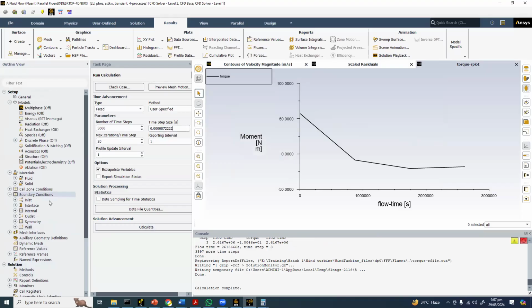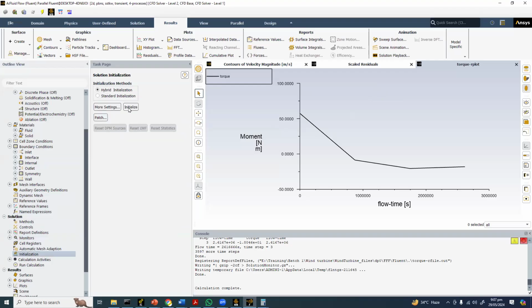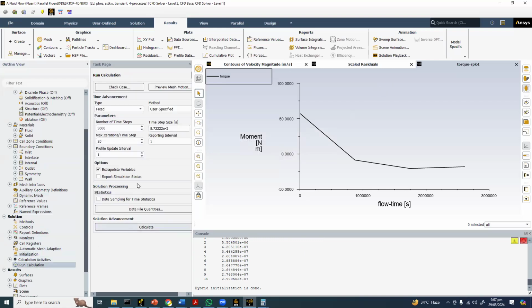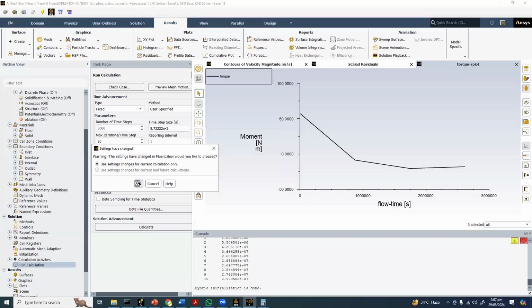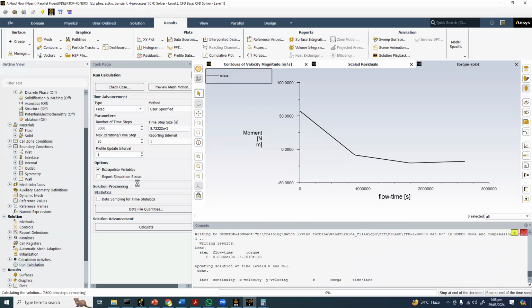Now let's initialize from the very beginning, because we lost the steady state data because of the wrong time step. So we initialize again from the very beginning. Use hybrid initialization. Whether you run the steady state first and then the transient, or go directly to transient, in both ways you get the same simulation and the same results. But it may require more time to converge to the periodically converged solution if you start from the very beginning. That's the only point.